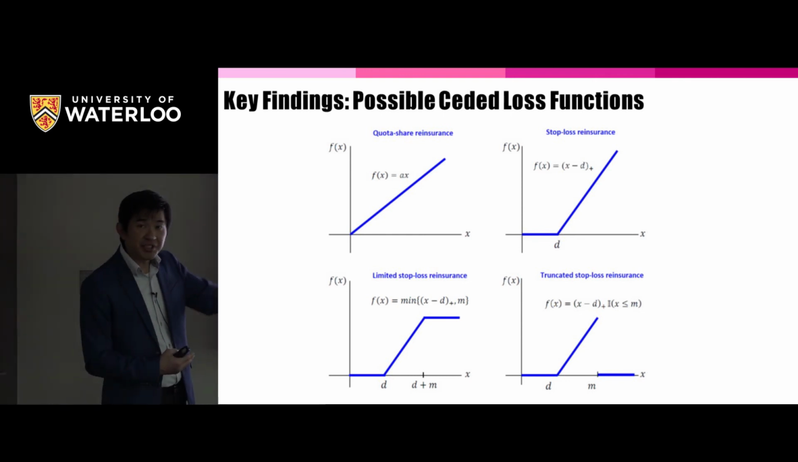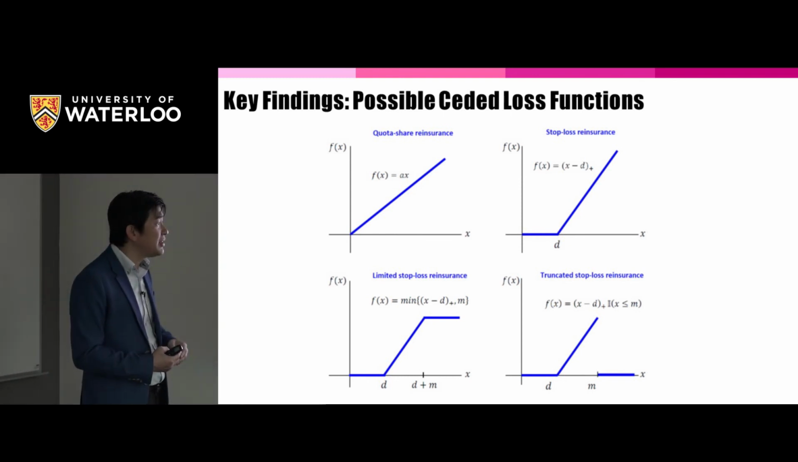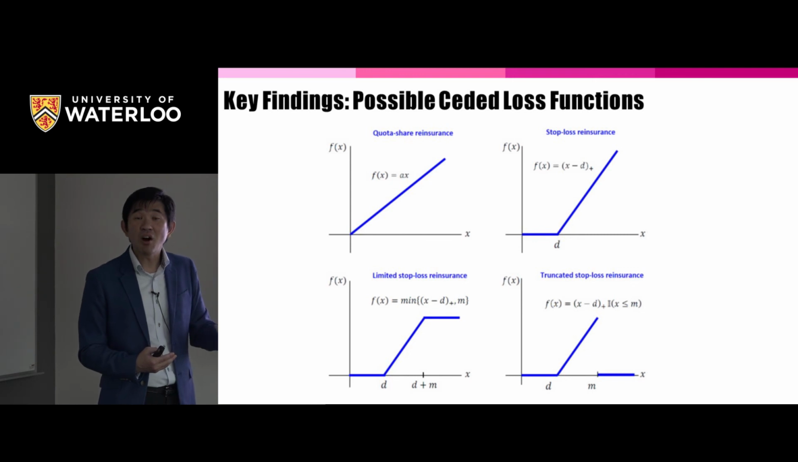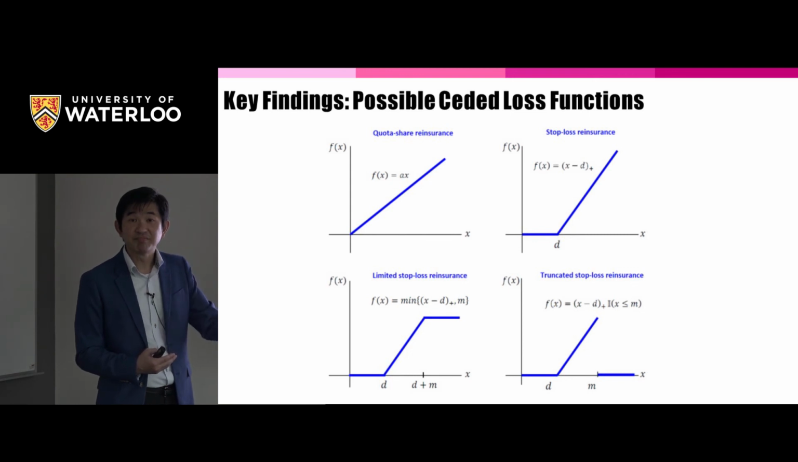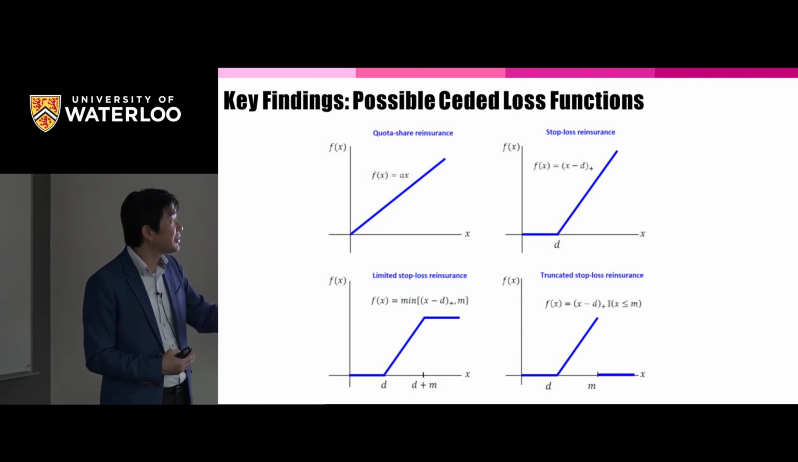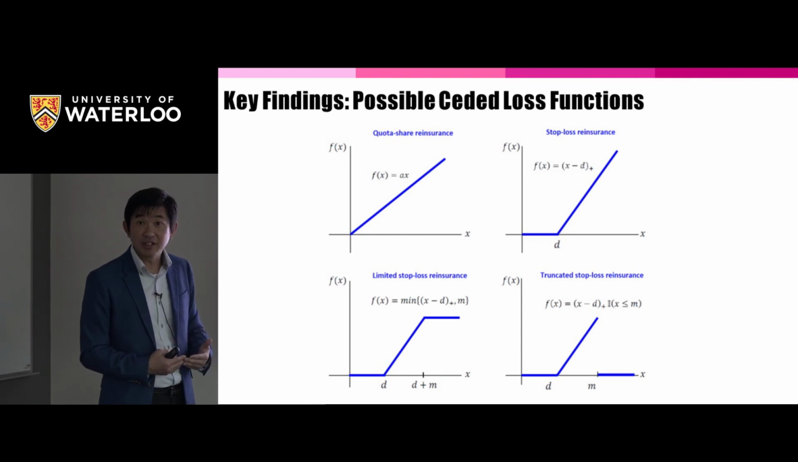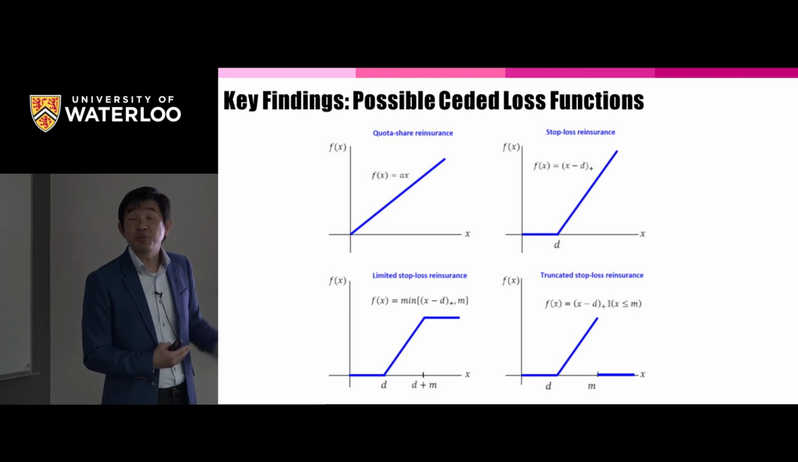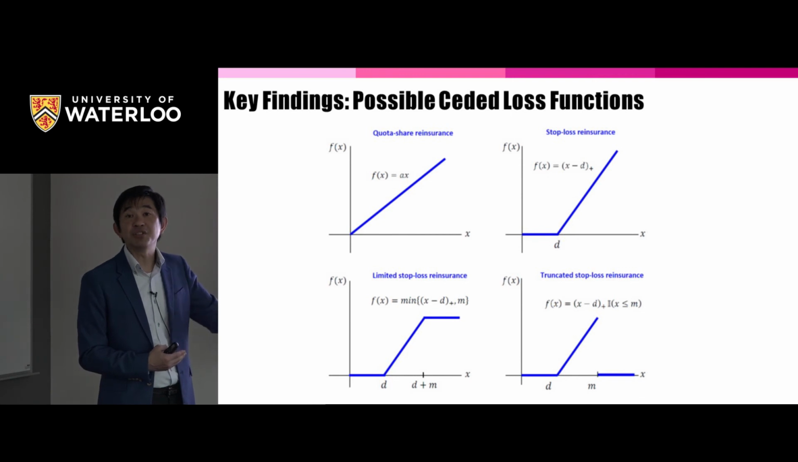So these results also indicate the importance of imposing the right constraint on the ceded loss function. Generally, in the optimal reinsurance literature, it is important that the ceded loss function should be non-decreasing in order to alleviate or reduce moral hazard.